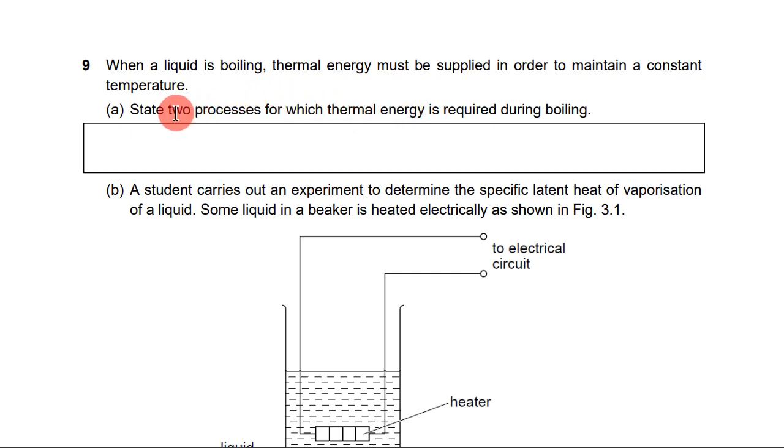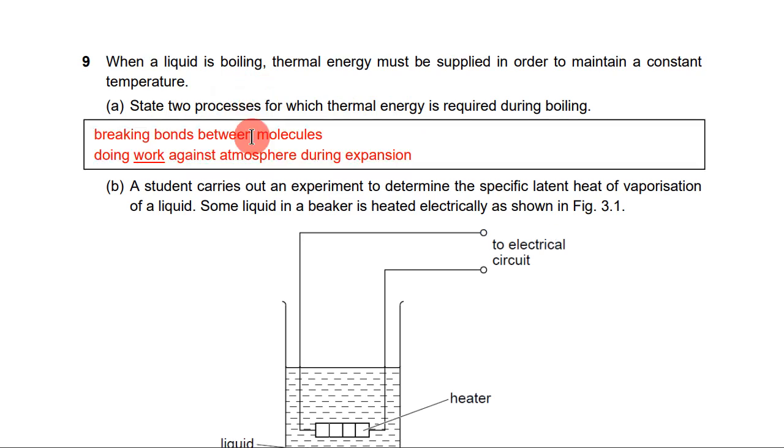There are two processes that the heat is doing. First, the heat will be required to break the bonds between molecules. Because when it's in a liquid form, the molecules are bonded. The molecules are not free from each other. So when they reach the boiling point, the heat is used to break the bonds between the molecules.